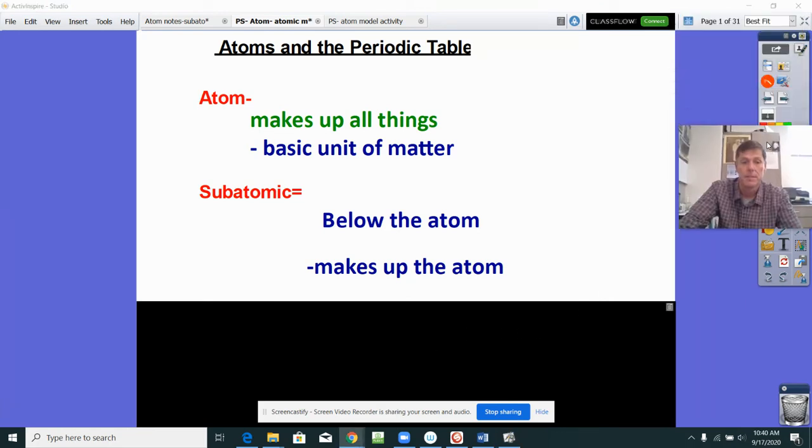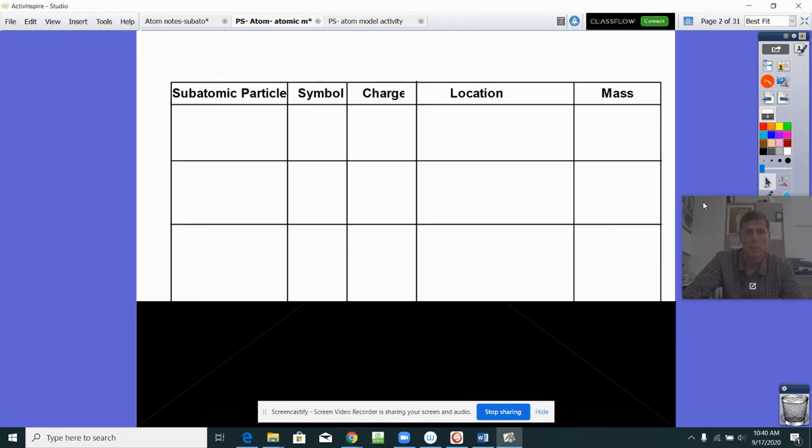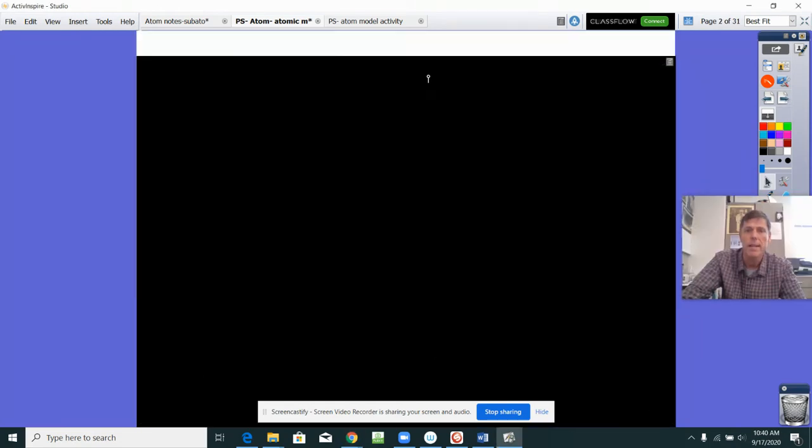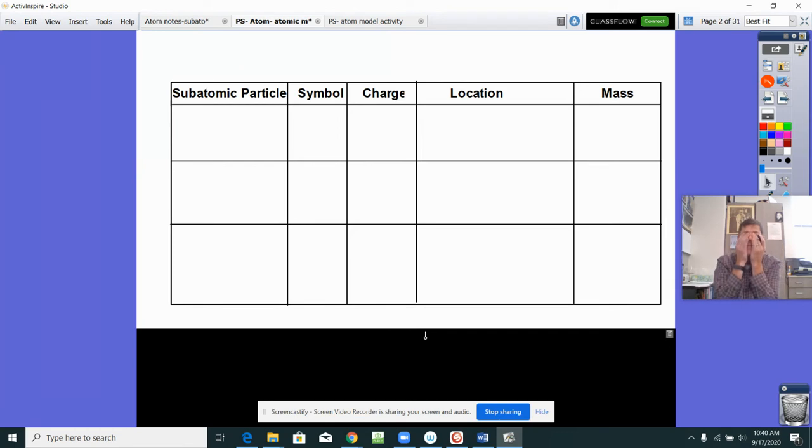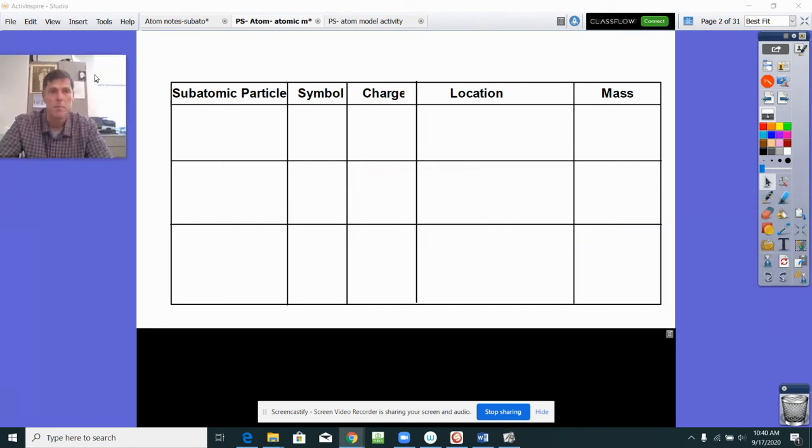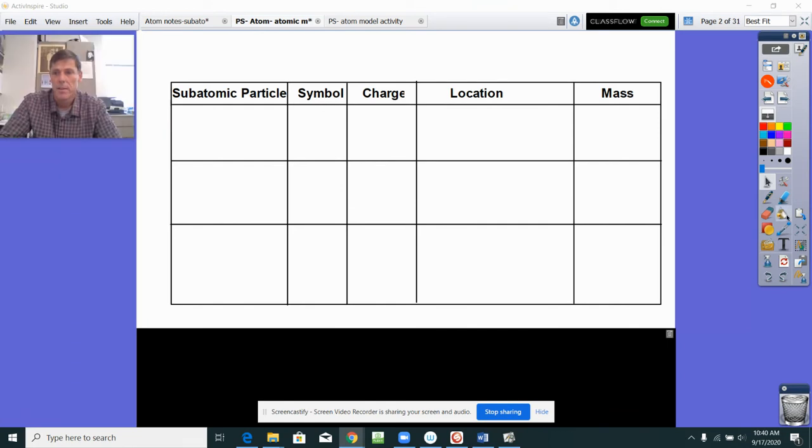So with that, let me move myself. Let's go ahead and fill this out. You're going to see a chart like this later. And subatomic particles, there are 3 subatomic particles. And you should be familiar with them. I'm going to move myself over here. You should have heard probably some of them, and we'll go from there.